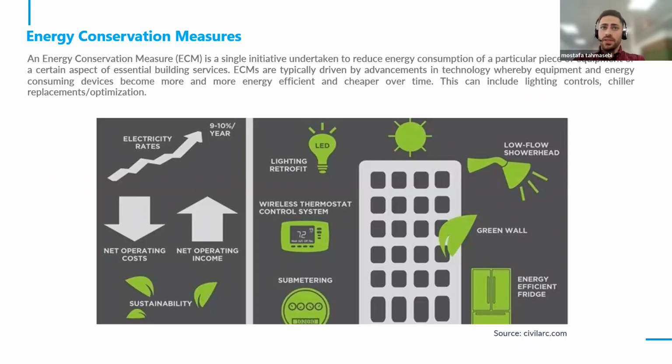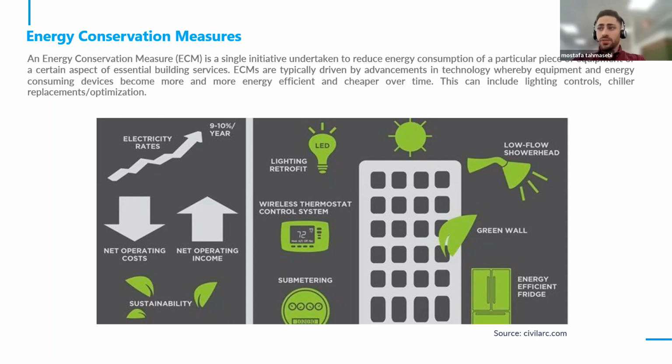Once we are done with the energy audit, we are going to think about energy efficiency measures or ECMs. ECMs are basically steps you decide on to reduce the energy consumption of the building or the facility that you're working with. These are typically driven by things that you can do to make advancement in technology, by using different equipment, energy consuming devices, and so on to make it sometimes more efficient, cheaper, to make the project more feasible for the project owner.